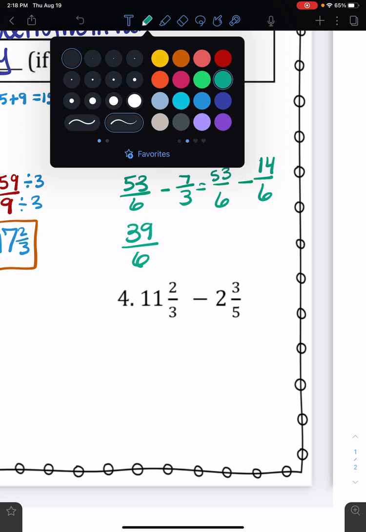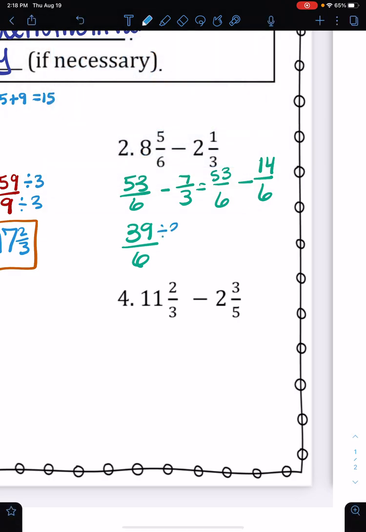This is not in simplest form because I can divide 39 and 6 both by 3 to get 13 halves, or if you want, you can make that 6 1/2. I would accept either one as a right answer, but I actually prefer the improper fraction on the left.